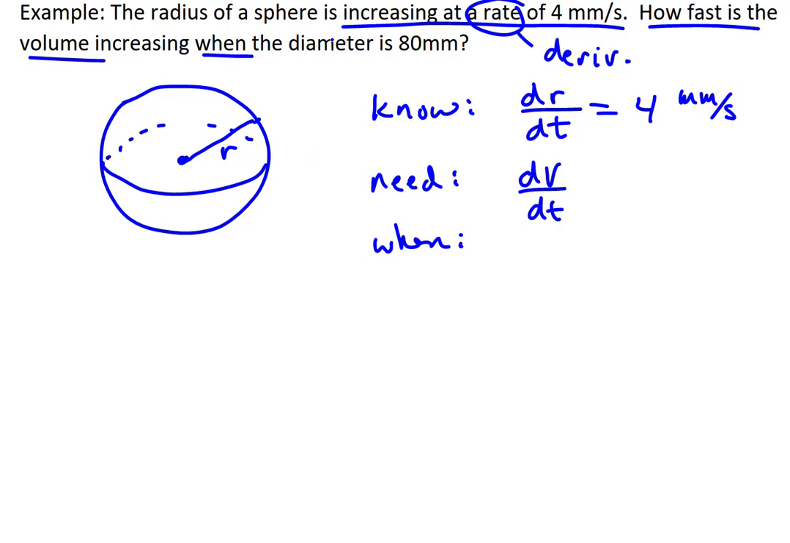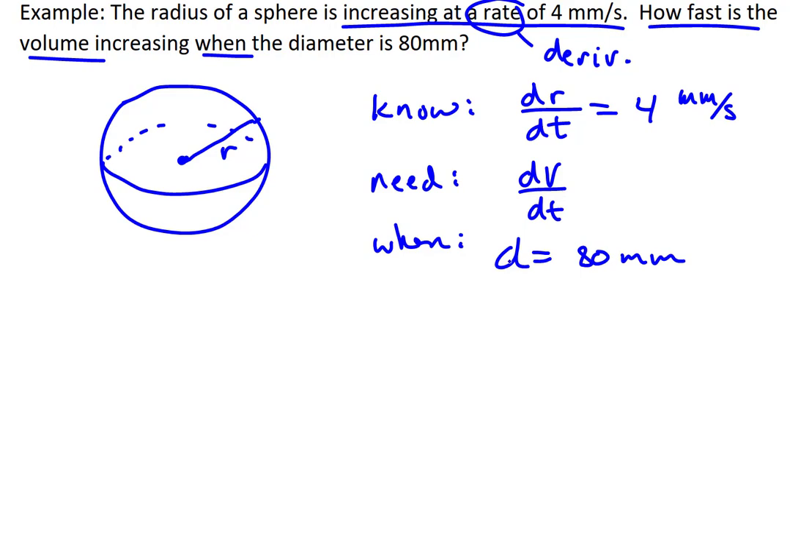Okay, so the diameter, of course, that's the distance all the way across the sphere. We've already labeled the radius in our picture. But that's why we said to use a variable in the picture, because there's motion happening, right? The radius is increasing, which means this ball is expanding outward as the radius increases. But we want it when d for diameter equals 80 millimeters.